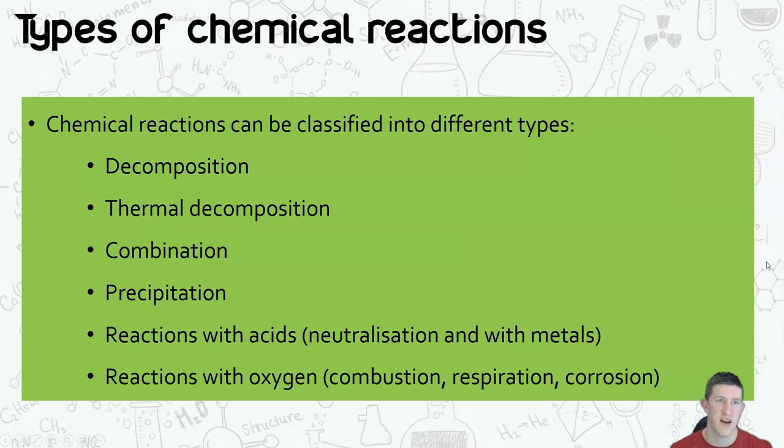There are a few different types of chemical reactions that we're going to look at in this lesson. The first one is decomposition, then we look at thermal decomposition and what its implication is, then we'll look at combination, precipitation, and then the last two are the bigger ones where we look at reactions with acids, like acids and metals, acids and bases, things like that, and then we look at reactions with oxygen, so combustion, respiration, and corrosion.